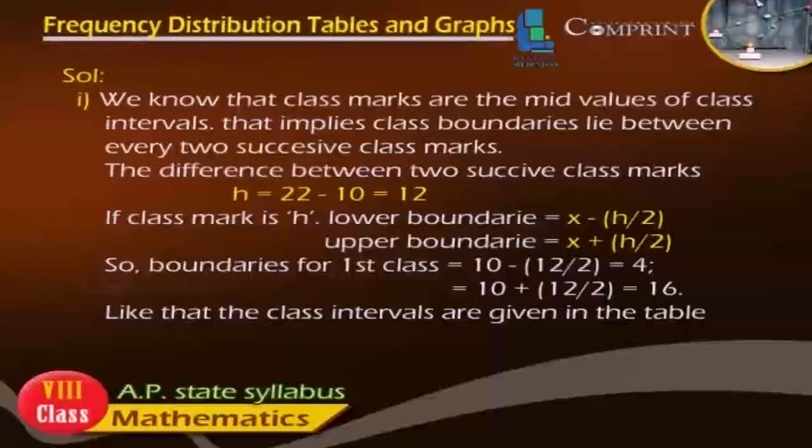Solution. 1. We know that class marks are the mid values of class intervals. That implies class boundaries lie between every two successive class marks. The difference between two successive class marks, h, is equal to 22 minus 10, which is 12. If the class mark is x, lower boundary is equal to x minus h by 2, and upper boundary is equal to x plus h by 2. So, boundaries for the first class are 10 minus 12 by 2, which is 4, and 10 plus 12 by 2, which is 16. Like that, the class intervals are shown in the below table.